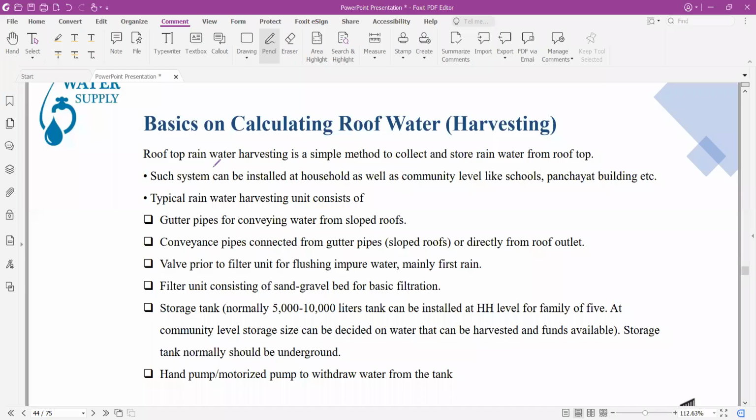Basics of calculating roof water harvesting, mostly rooftop rainwater harvesting, a simple method to collect and store rainwater from the rooftop. So for example, if we have a house, right, a 3D.